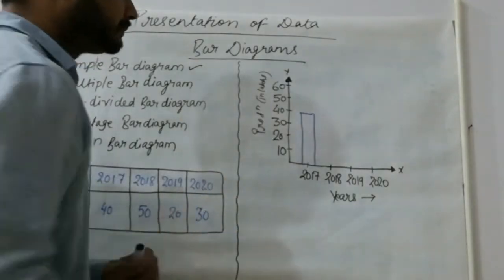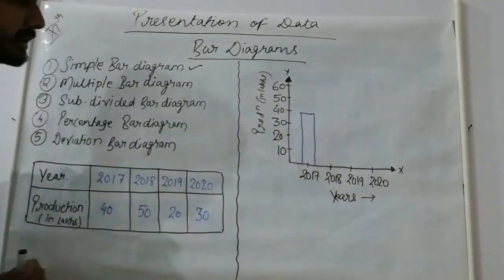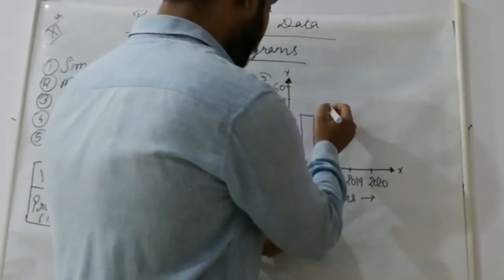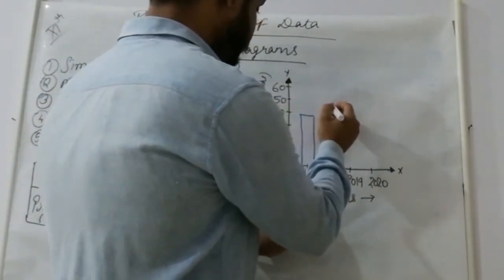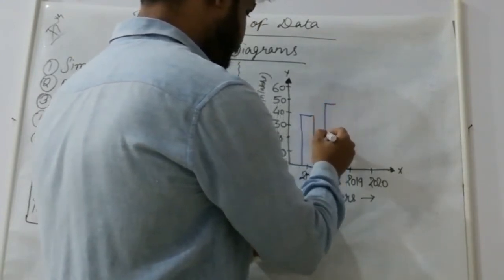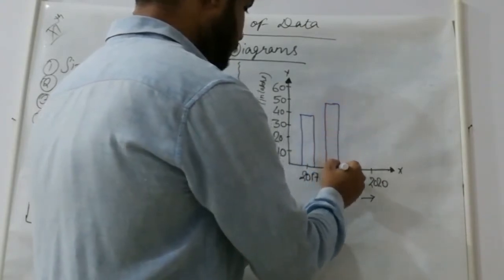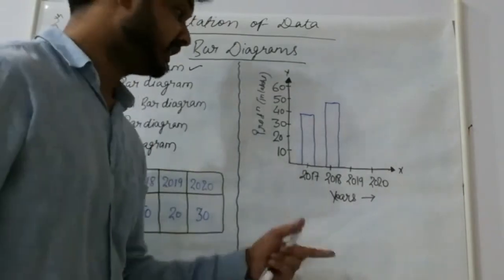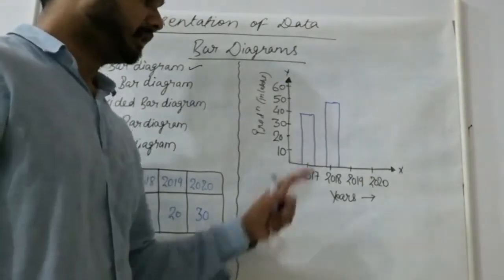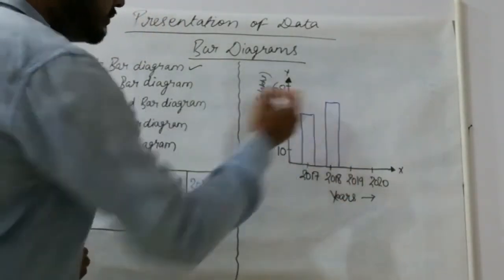So for 2017 we have done, for 2018 it is given 50. So for 2018 it is 50. Just at the straight level of this 50, we will make a bar diagram. This will be somewhat like this. When it is made on graph paper with the help of a scale, it will be made perfectly. Here it will not be perfect. So this is how we can represent 50 here.